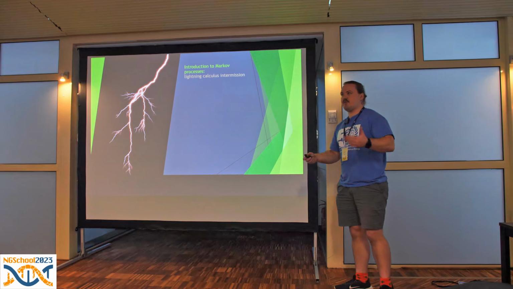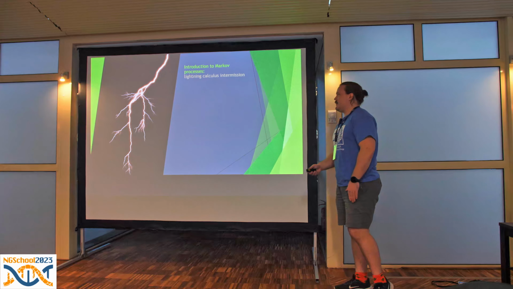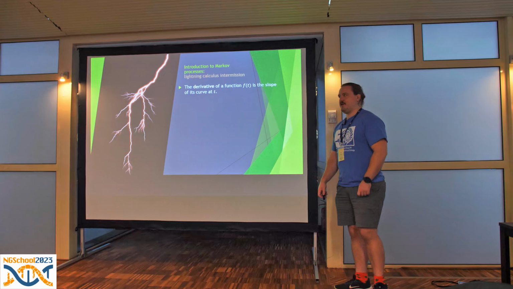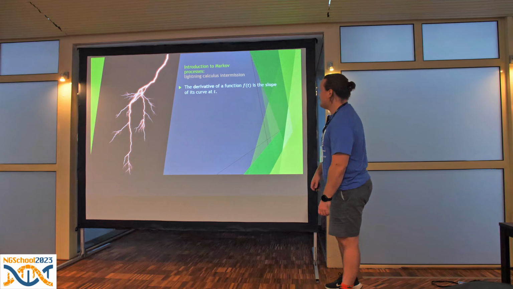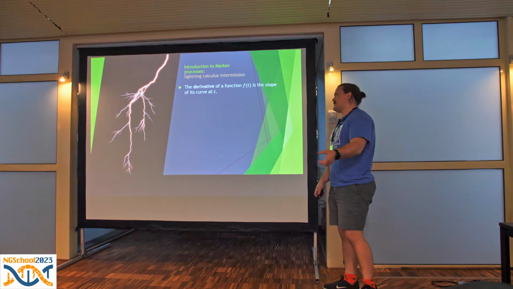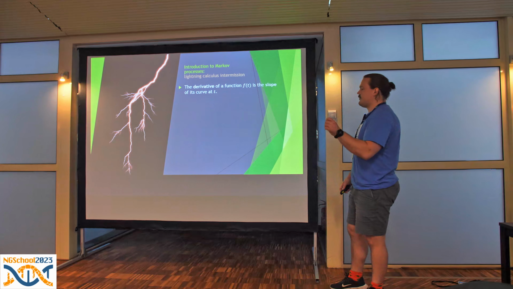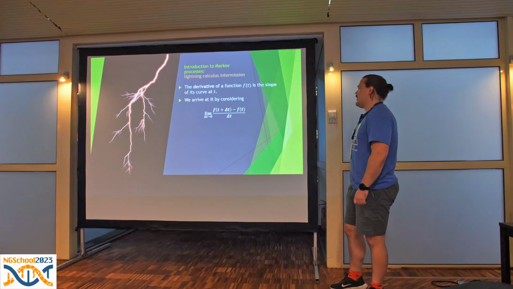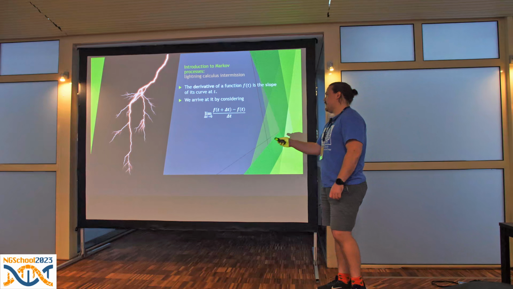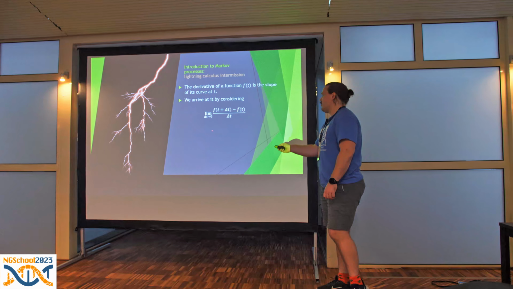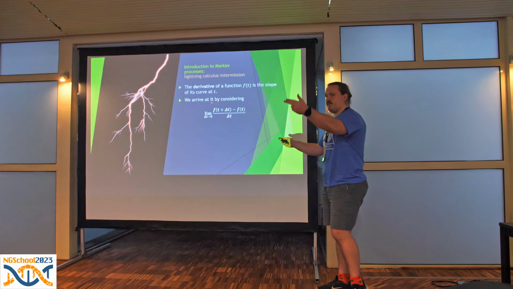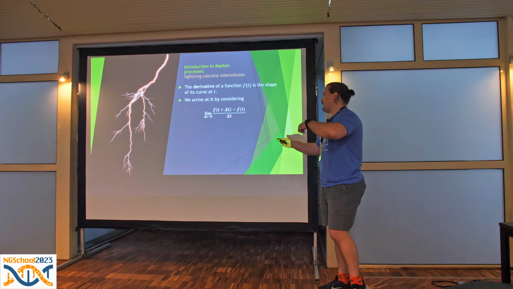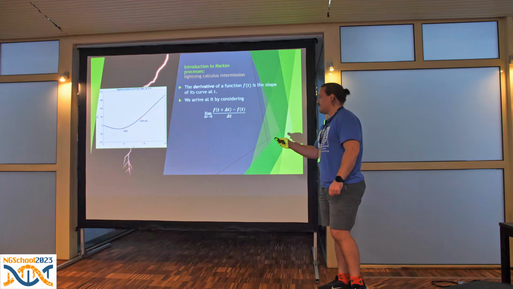Then I heard that wasn't true, so I'm just going to talk about derivatives for a minute. The derivative of a function is the slope of its curve at some point in time. And we arrive at it by considering what we call here a limit. So what we have here is f of t plus delta t, so that's the time step into the future. F of t, that's now, and then we divide it by how big that step was. So we get something like this.